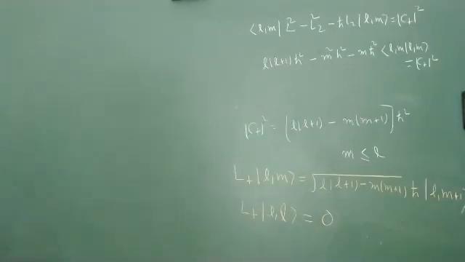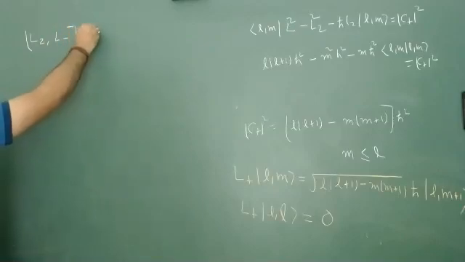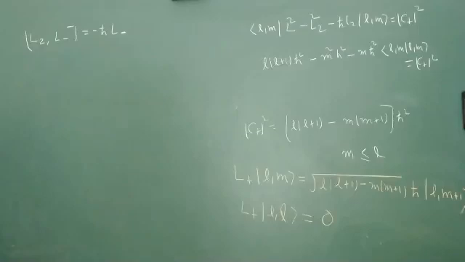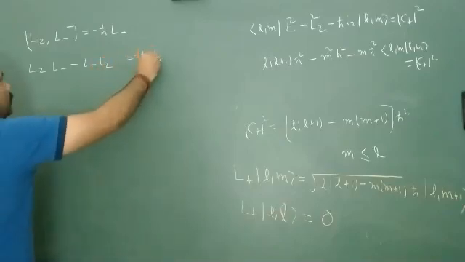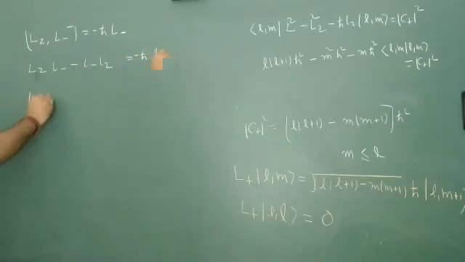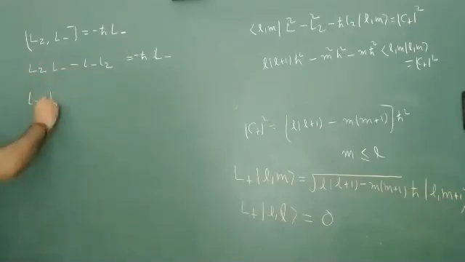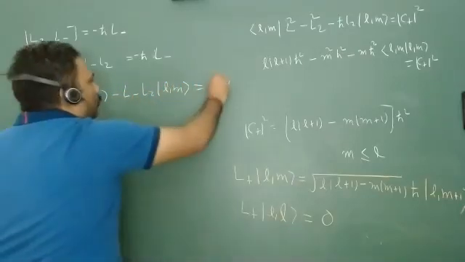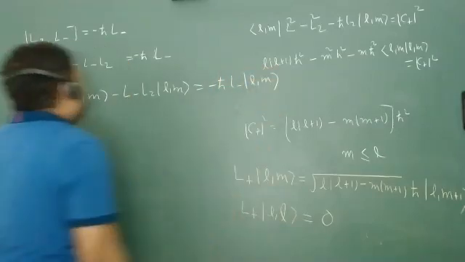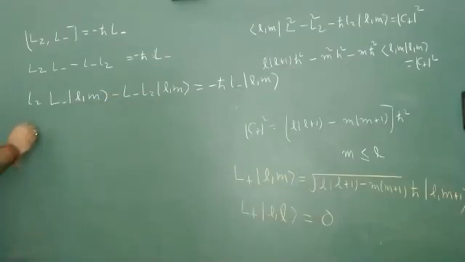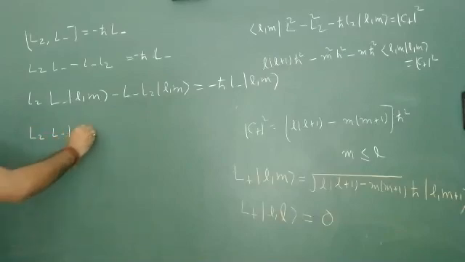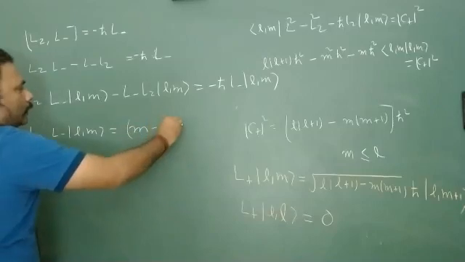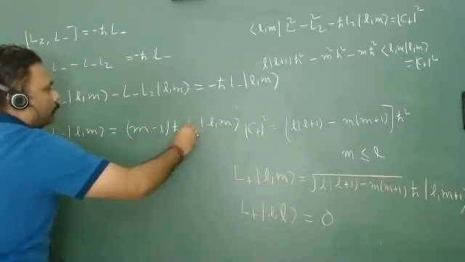So in a similar fashion, we can also use this formula: [Lz, L−] = −ħL−. So the same thing we are just going to do: Lz L− − L− Lz |lm⟩ is equal to −ħL−|lm⟩. So now again Lz will operate on m. You will have, I am writing it directly, (m−1)ħ L−|lm⟩.